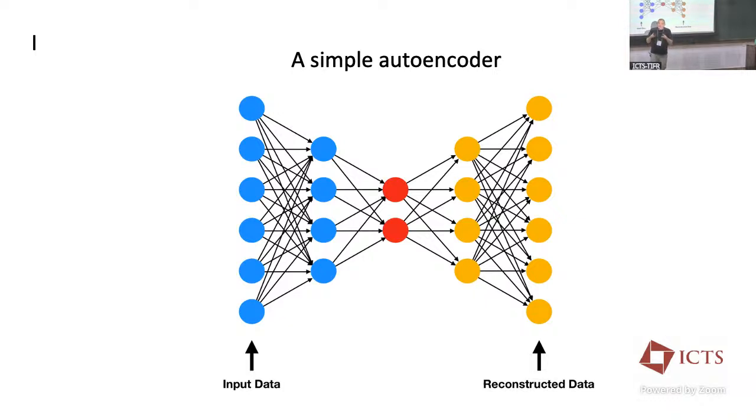So, are you familiar with this beast? And what about the younger people? Who is not familiar with an autoencoder or a neural network? Okay, right.